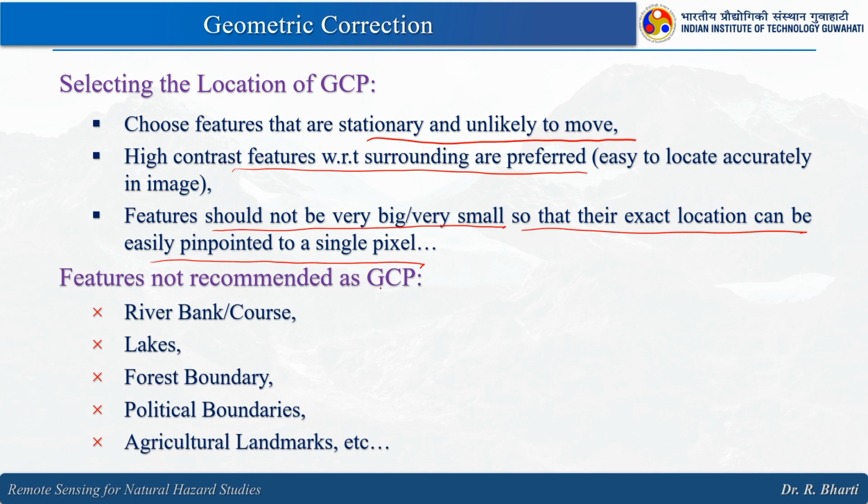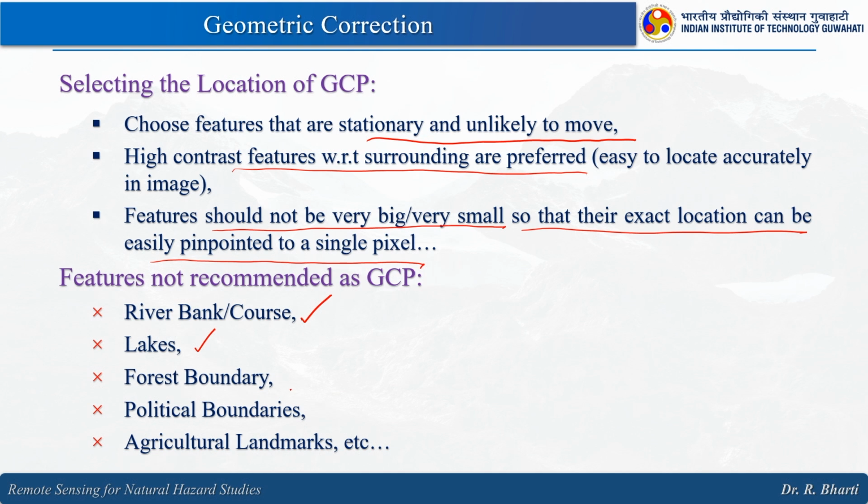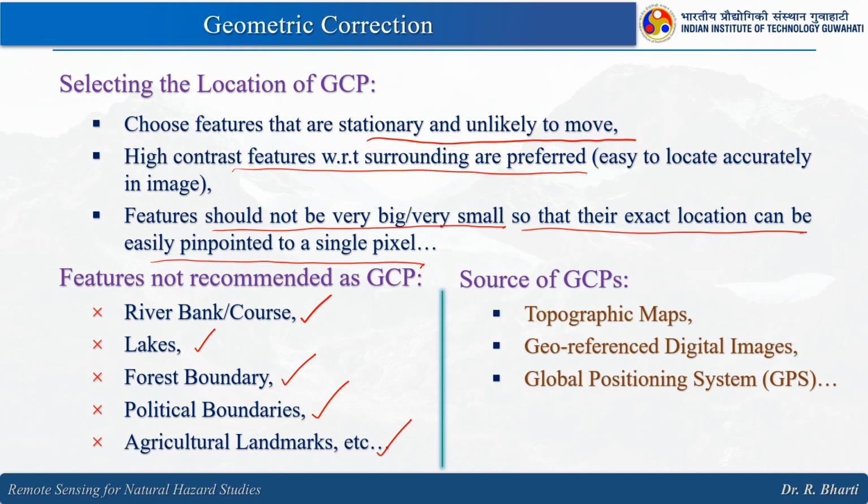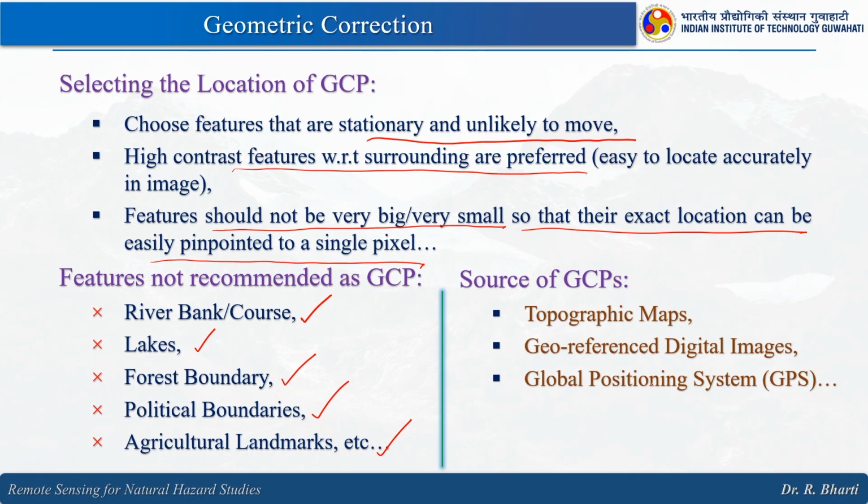Features not recommended as GCPs: the first one is a river bank or course, because with time they are changing. The lake boundary also gets changed, the forest boundary also gets changed, political boundaries may change, and agricultural landmarks change very frequently, because if one person sells, the next person may merge with some other plots and then the boundary will change.